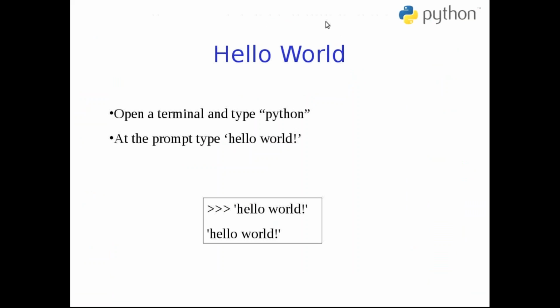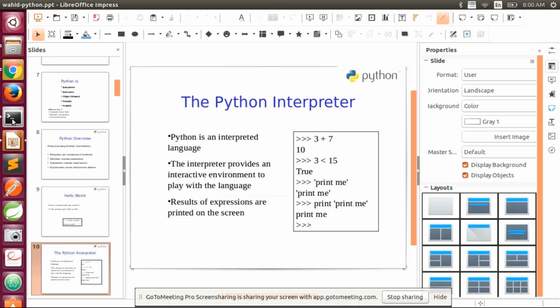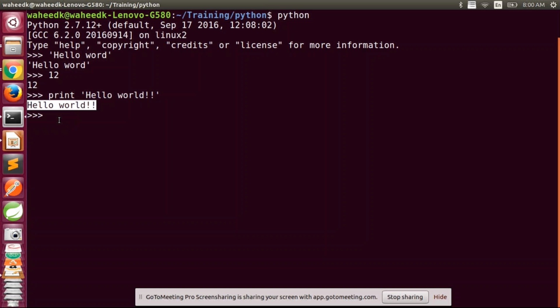Next, I was talking about the Python interpreter. As I told you, Python is an interpreted language. It provides an interactive environment, an interactive prompt, so that you can start coding with it. You can perform any mathematical operation if you want. You go to the shell and can perform pretty much any operation, for example 5 plus.